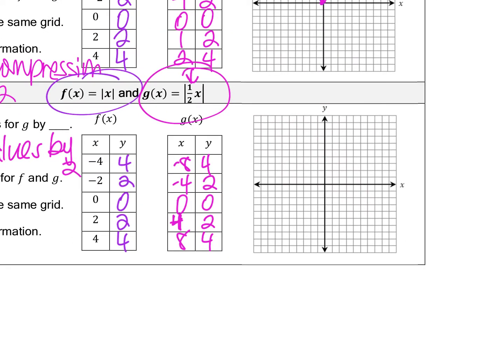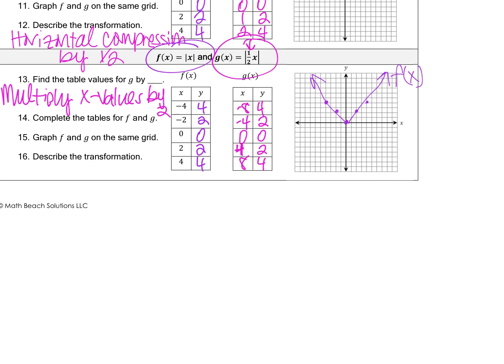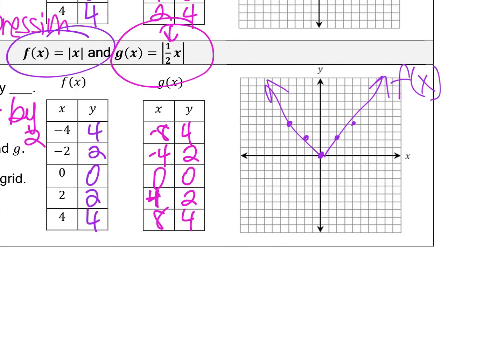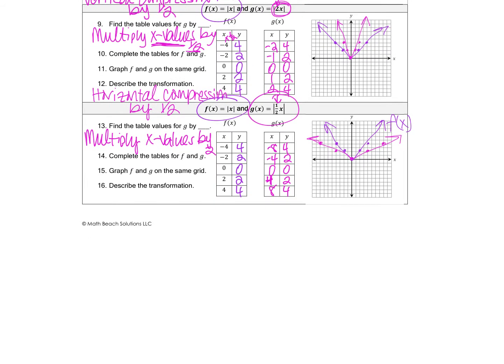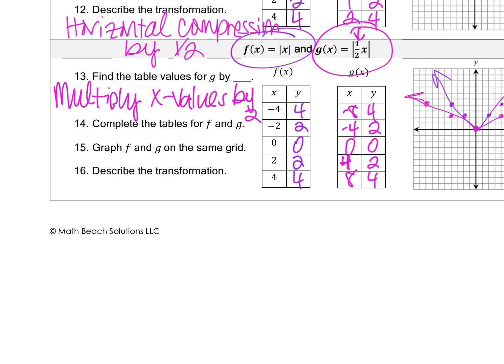So plotting our points, -4, 4, -2, 2, 0, 0, 2, 2, 4, 4. So there's my parent function, and then plotting my new points, -8, 4. And then -4, 2, 0, 0, 4, 2, and 8, 4. So notice this is shrinking like the last one that we saw up above, but this one is not a vertical. This is called a horizontal because you're having to adjust your x values. So horizontal, and this is a stretch because you're multiplying it by 2.